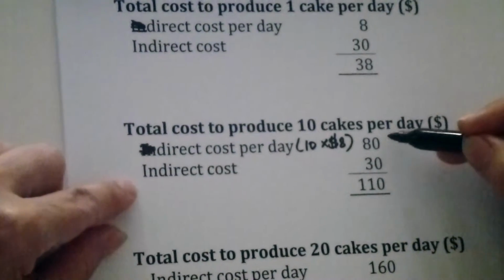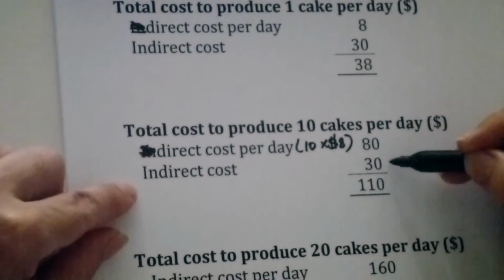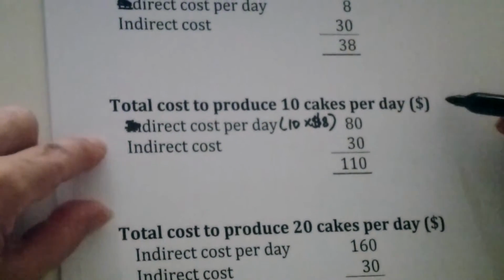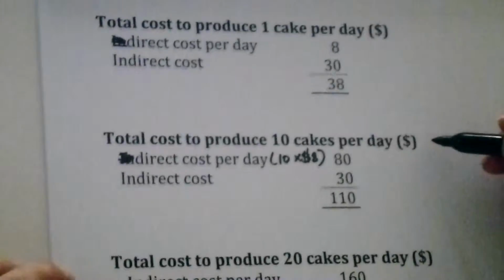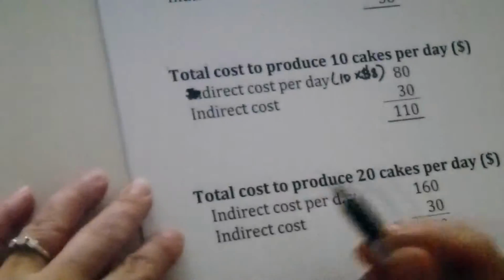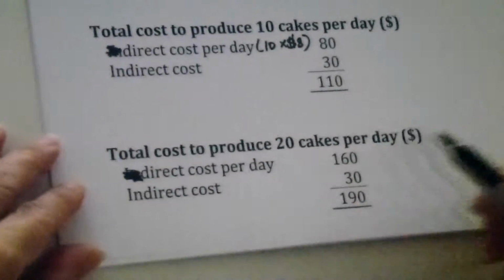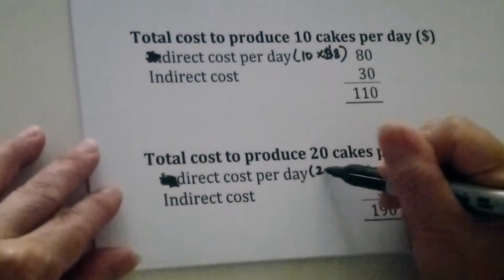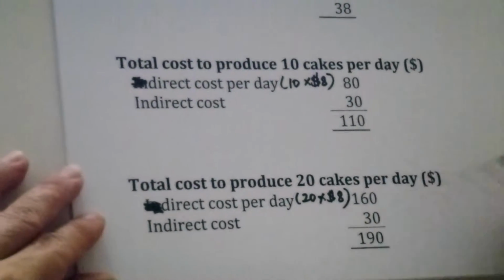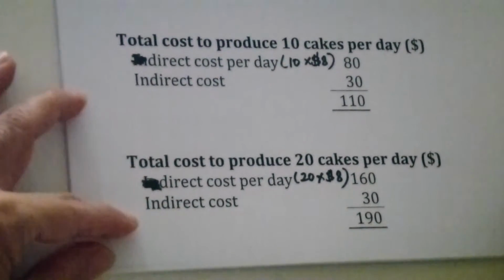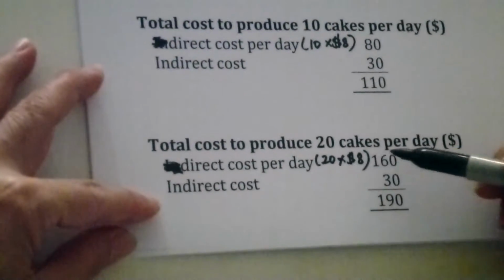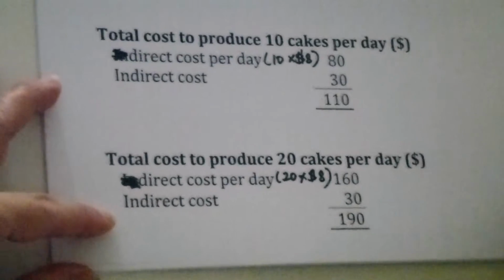So therefore, direct cost of 80, indirect cost of 30, in total, it costs you $110 to make 10 cakes for the day. Now, if you are going to produce 20 cakes per day, the total cost would then be, again, your direct cost per day. Now you're making 20 cakes at $8 each, so it costs you $160. Again, your indirect cost will not change. Therefore, it still stays at $30. Now, the total cost of producing 20 cakes will then be $190.